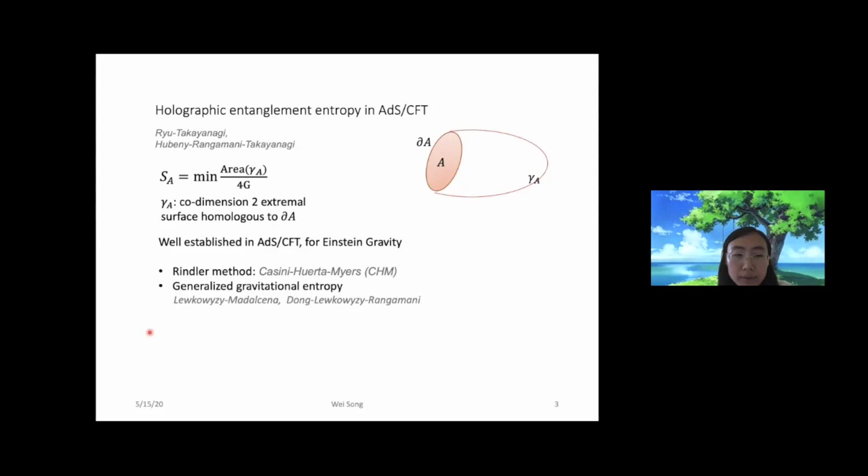The first step is to understand how it works for very special states and a special entangling surface, namely the ball-shaped entangling surface. That was obtained using what I'd like to call the Rindler method, by Casini, Huerta, and Myers. And later, there was a more general proof by Lewkowycz and Maldacena to establish Ryu-Takayanagi for more general backgrounds and more general states.